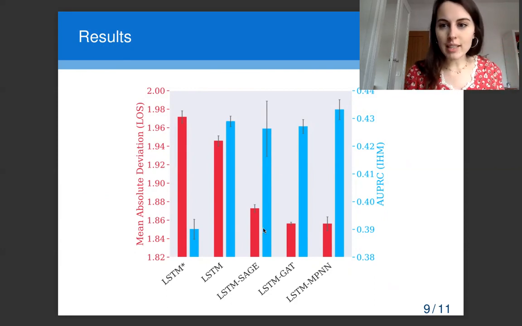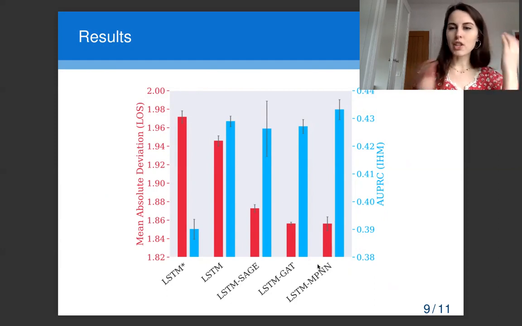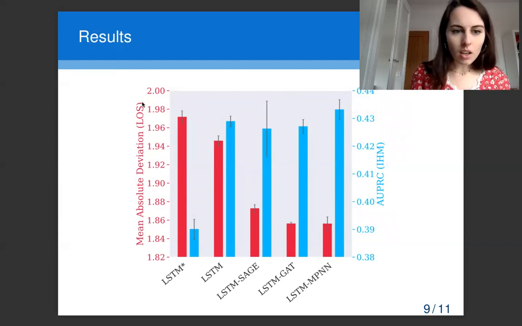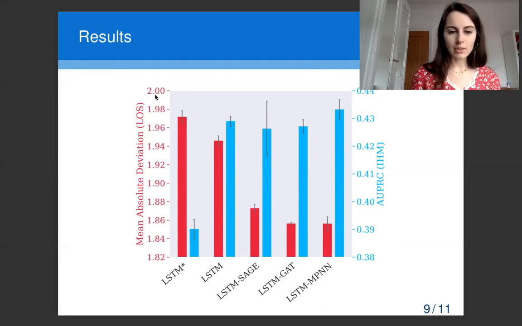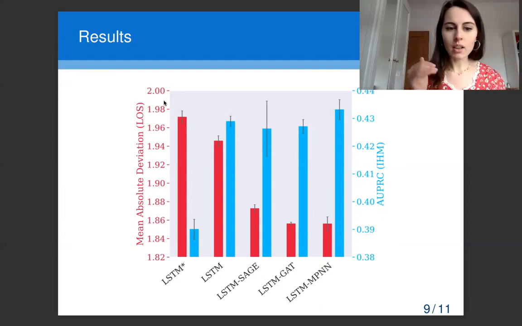And then the next 3 are different types of GNN. So we have GraphSAGE, GAT, and MPNN. And these are all slightly different in how they transform and aggregate the data, but the principle is always the same. So they share data between similar patients to obtain a better representation of the current patient. So in red on the left, I'm showing the mean absolute deviation, which is a metric for the length of stay prediction task. For this metric, lower is better.